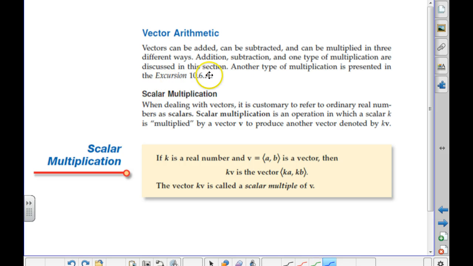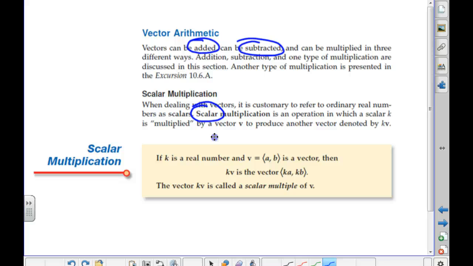We are going to spend a lot of time dealing with adding vectors in the next couple days. But today in component form, this is going to be really easy. We're going to talk about adding and subtracting vectors. They can be multiplied in many ways, but today we're only going to do scalar multiplication. Scalar multiplication means you're taking a vector and, if the scalar is 3, making it exactly 3 times as long.